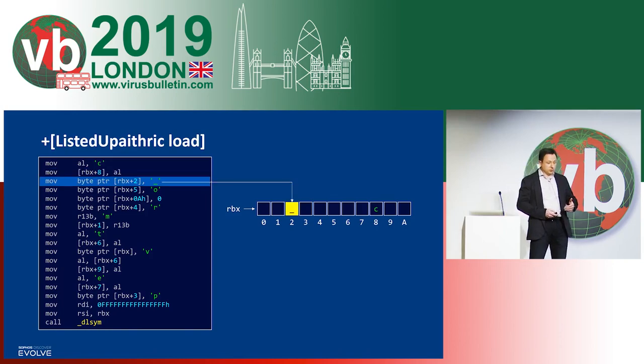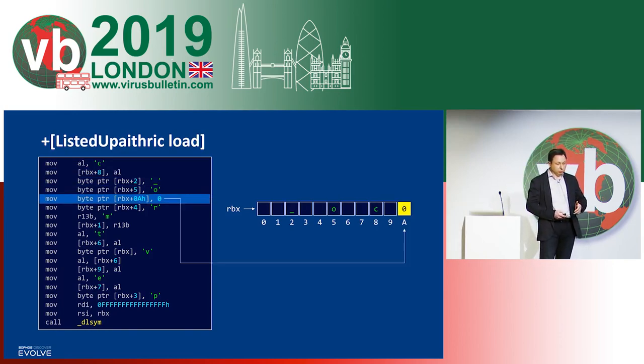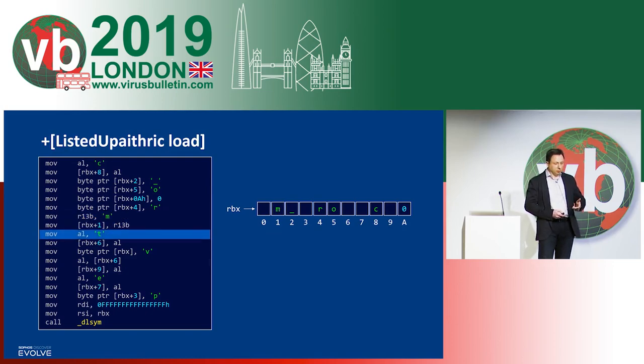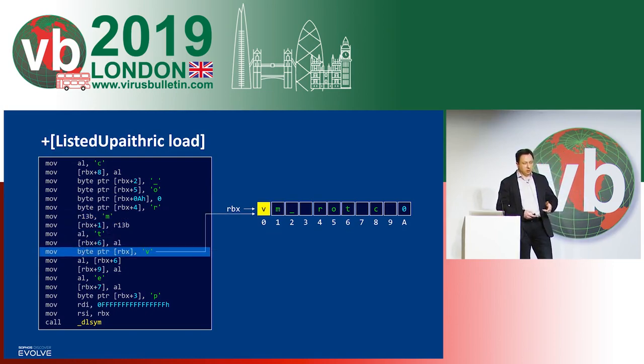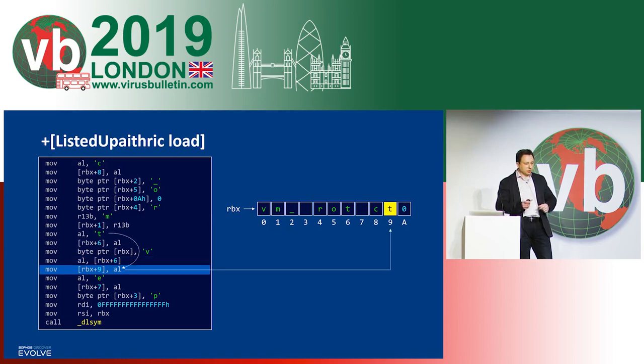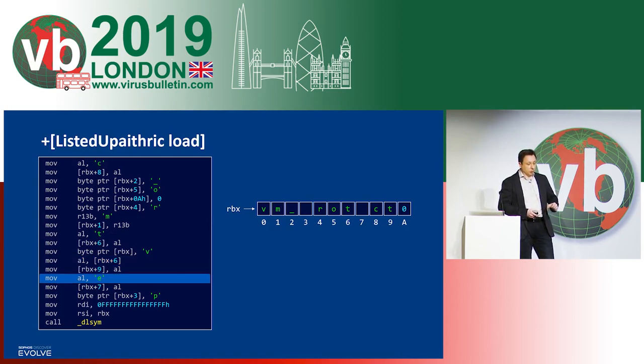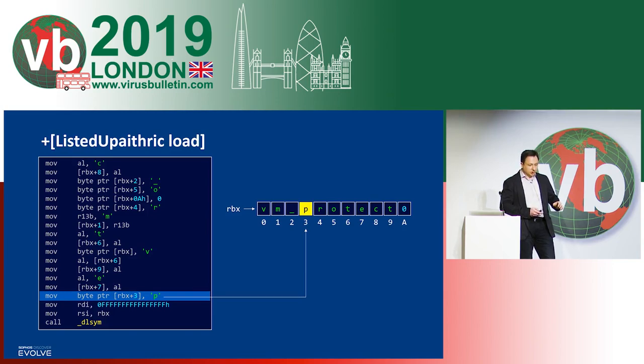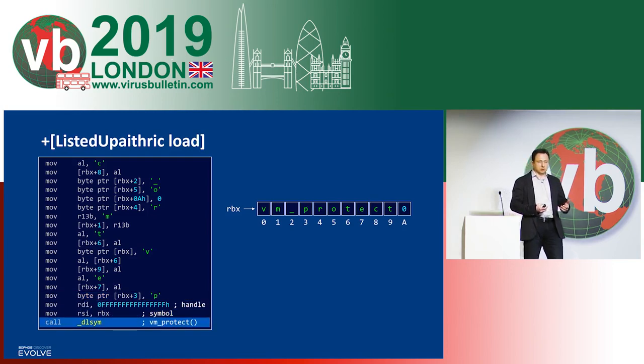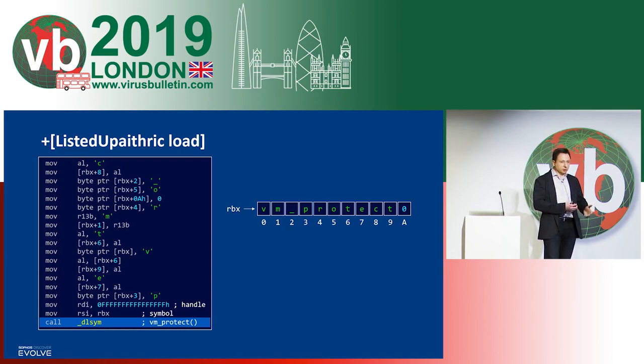So you see it puts C_O0R_M, followed by T, followed by V. So character by character, it constructs that string. Once it is constructed, it will call dlsym. dlsym is the equivalent of the Windows GetProcAddress to retrieve the pointer to the function implemented in the library, and then it will call that function by the pointer.